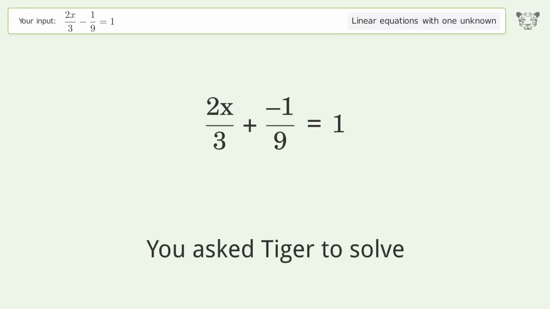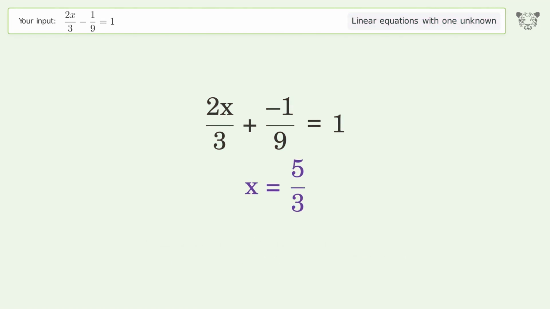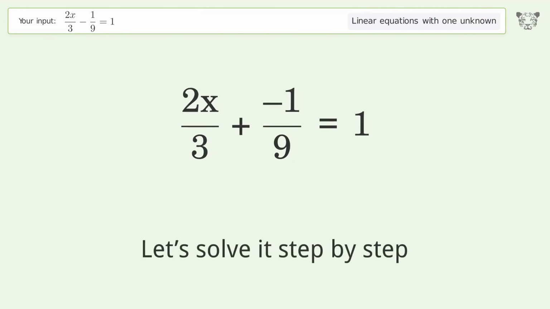You ask Tiger to solve this. This deals with linear equations with one unknown. The final result is x equals 5/3. Let's solve it step by step.